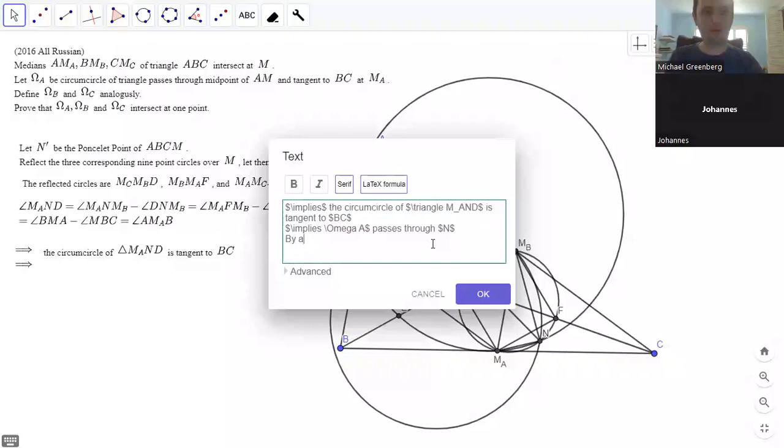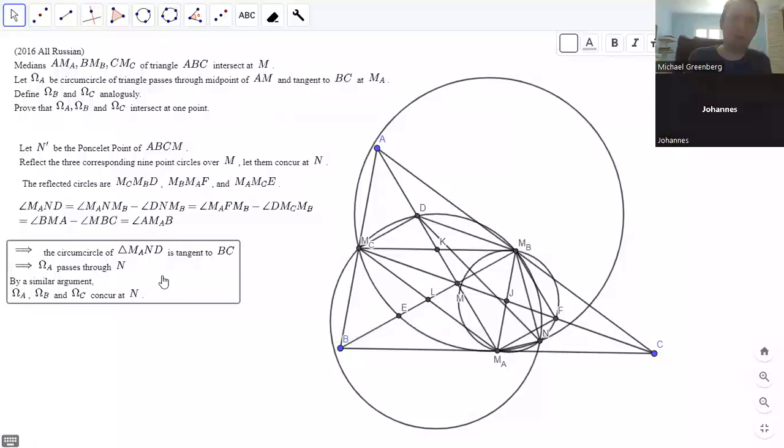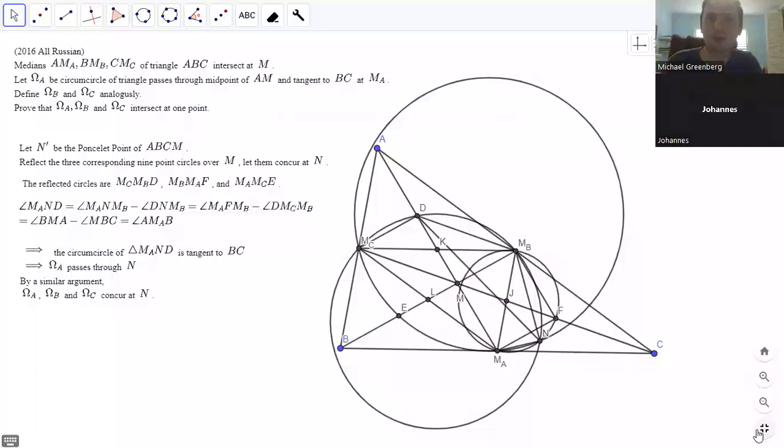By a similar argument, we have omega A, omega B and omega C concur at N. It's a cool proof. We use the Poncelet point in a creative way. All right, let's see. Oh, wait, I didn't put the last one.